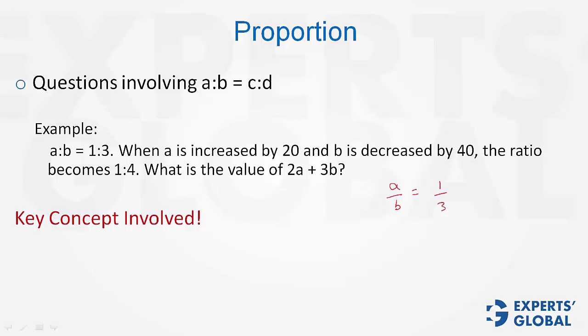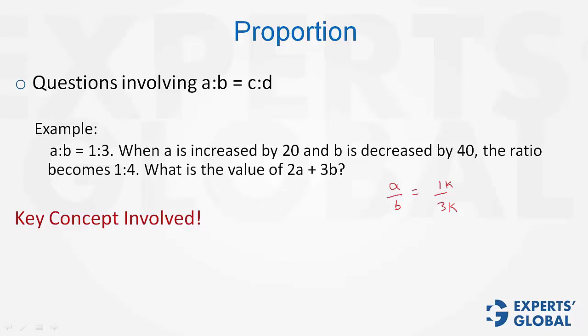So whatever the constant is, it is common to both A and B. Therefore, we can say that A equals 1K and B equals 3K. So I assume that the absolute values of A and B are K and 3K respectively. Now let's see what's happening here.